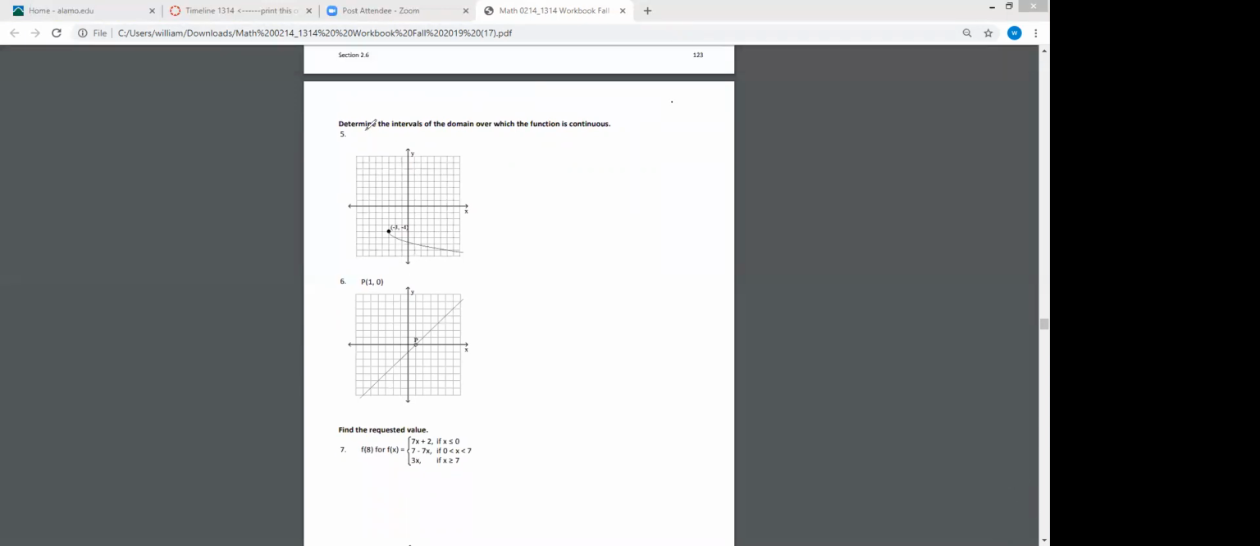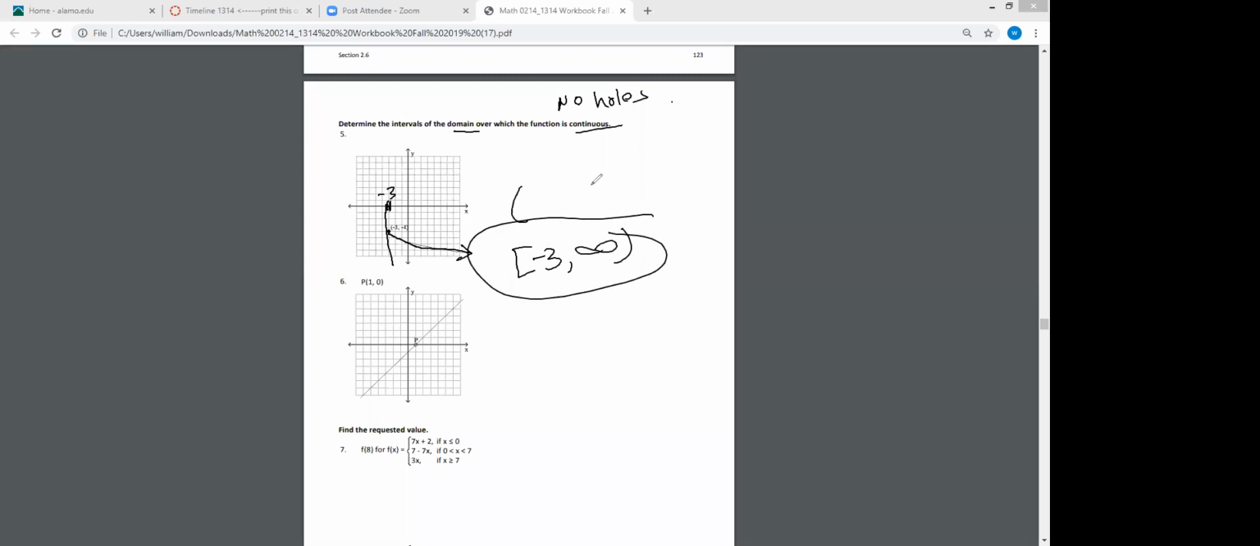Determine the intervals in which the domain is continuous. Continuous means no holes. There are no holes in the graph, and this goes on forever. So it's continuous. And you see that it even marks it and tells you that the x value is -3. So from -3, it's a bracket because it's filled in. And then this graph has no holes in it. It goes all the way to infinity. So it's continuous from -3 to infinity.